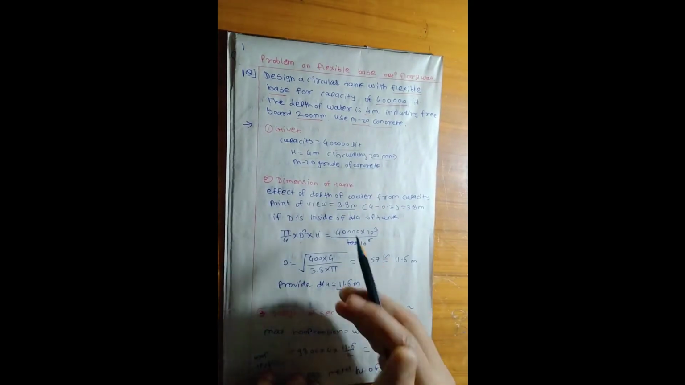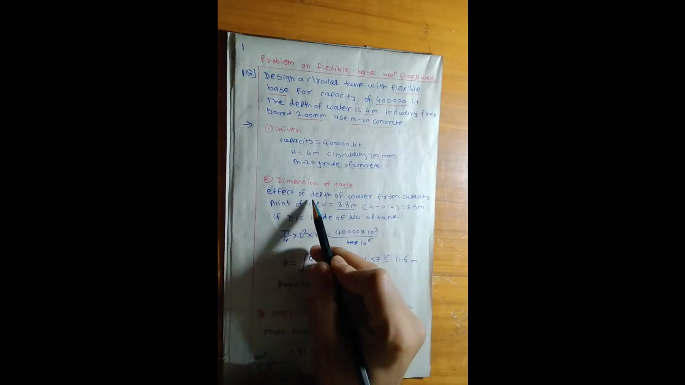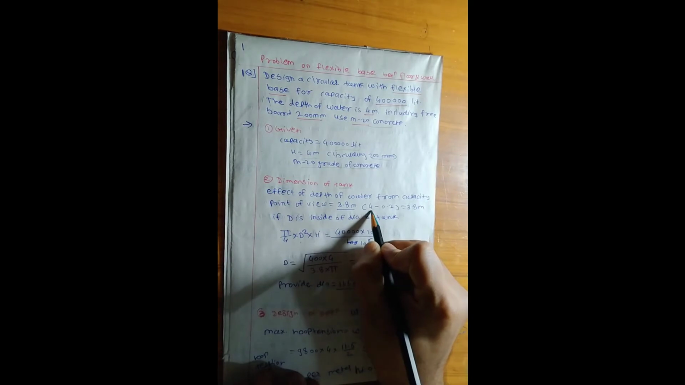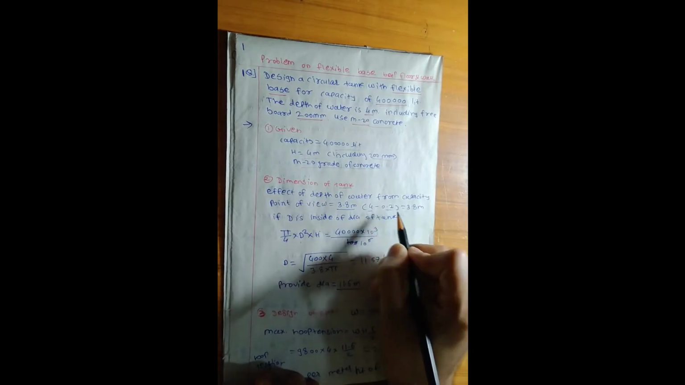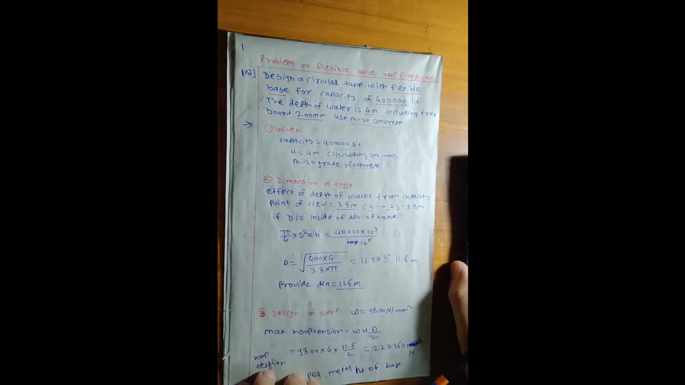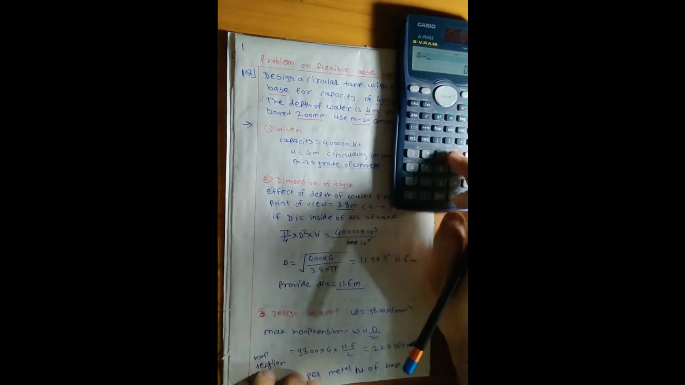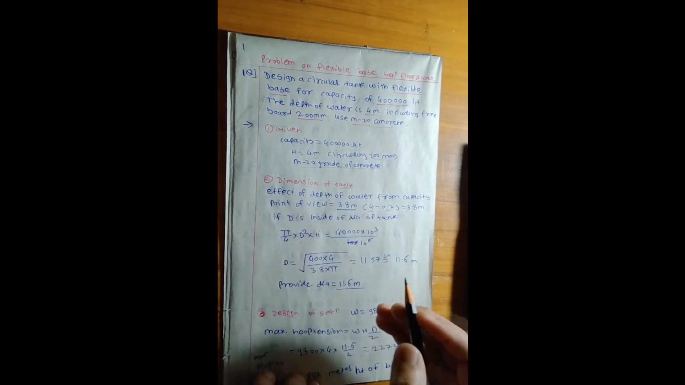So in the first step, we have to find the dimensions of the tank. The total height of the tank is 4 meters, and 0.2 meter is the freeboard. So 4 minus 0.2 is equal to 3.8 meters, the total depth of the water.